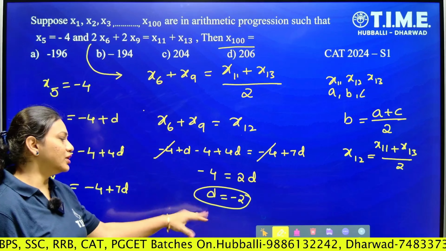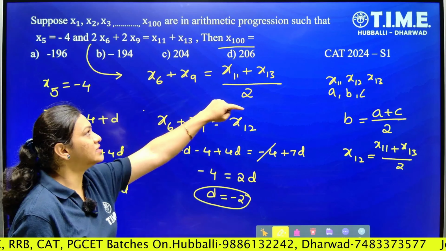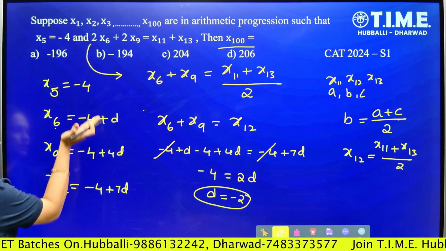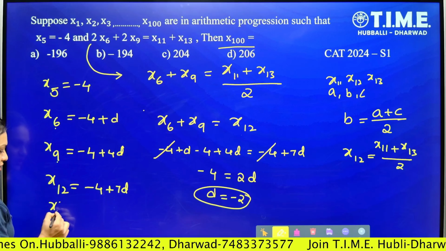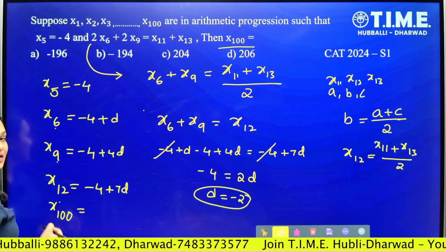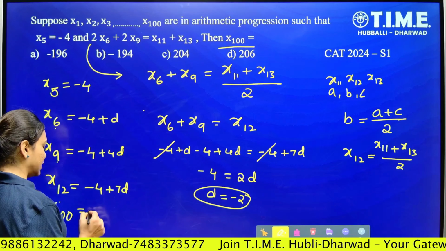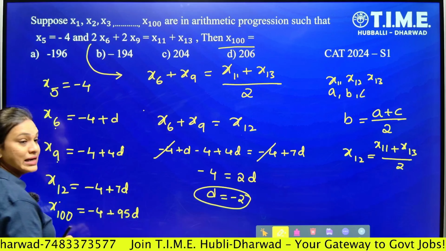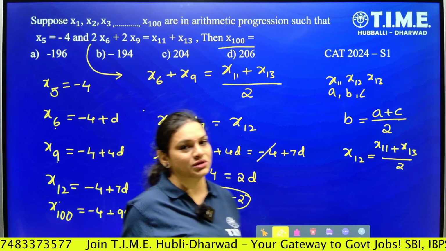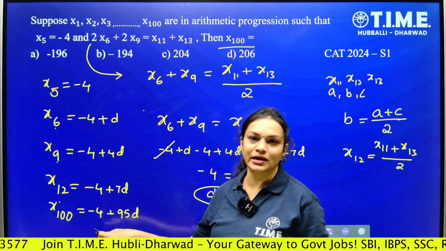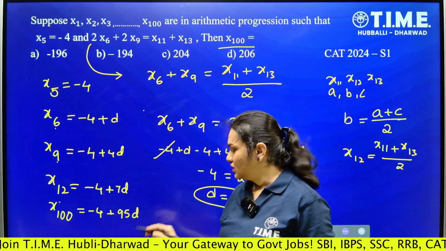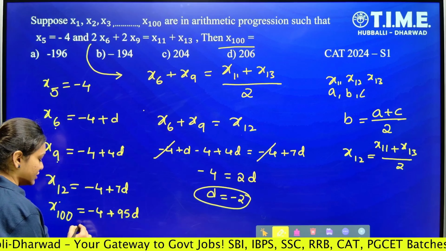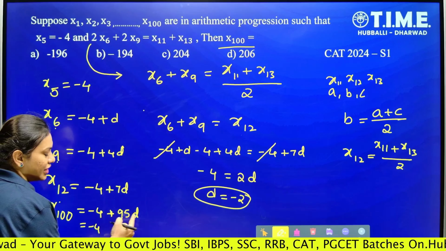Yes. So once we got the common difference value, what is the question asking? It is asking us to find the 100th term, right? So now I think once you understand this pattern, it is very easy to write down the 100th term. Am I right? So the 100th term is equal to minus 4 plus 95d, because 100 minus 5 is 95, and 95 plus 5 is 100. 5 terms gap is there, right? Now substitute the d value here, so that will be your final answer. So it is minus 4 plus 95 into d.